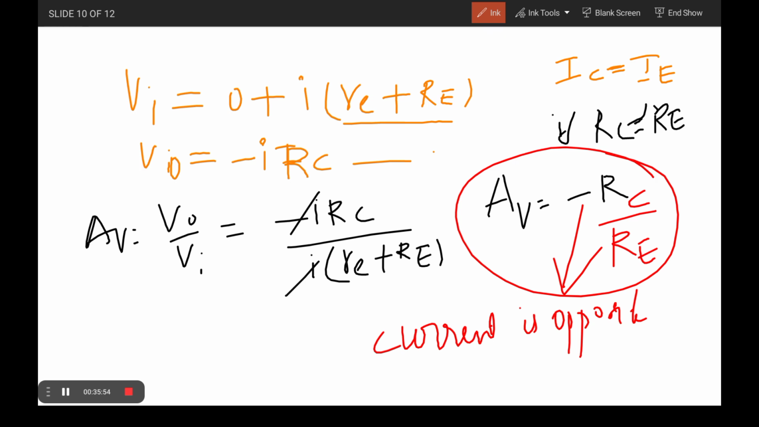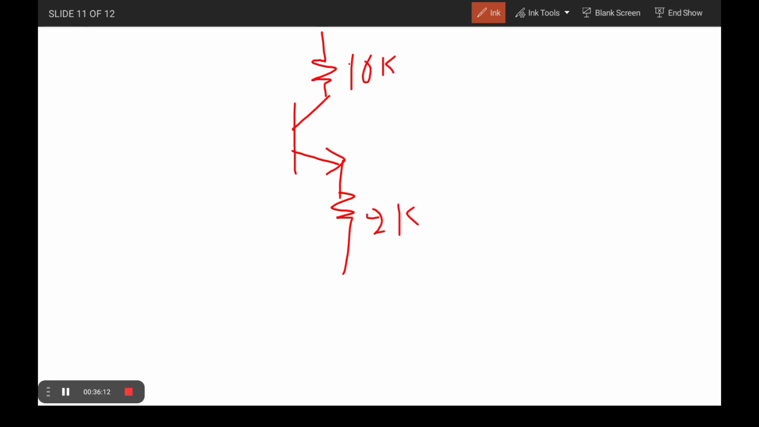Whatever the circuit, if you want to represent it and calculate the model for this one, I will represent just one basic diagram. Let RC be 10K, and RE be 2K, like this. There may be some base current, something like this, and I will take 1K like this.